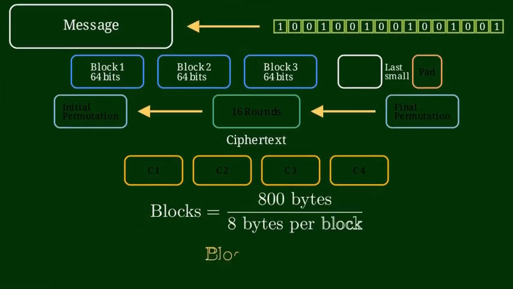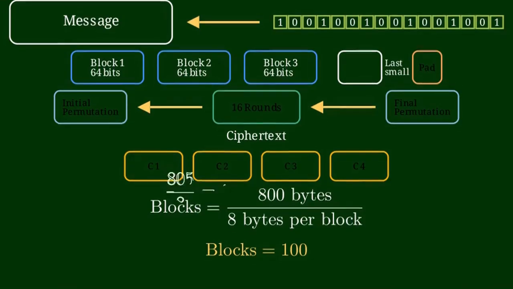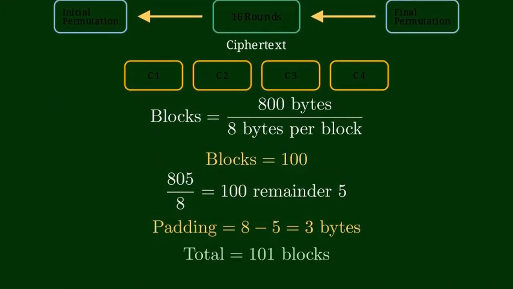Example, suppose a message is 800 bytes. Since each block holds 8 bytes, we divide 800 by 8, and we get 100 blocks. If the message is 805 bytes, we get 100 full blocks and 5 bytes left over. Since DES needs 64 bits, we add 3 bytes of padding to fill the last block.